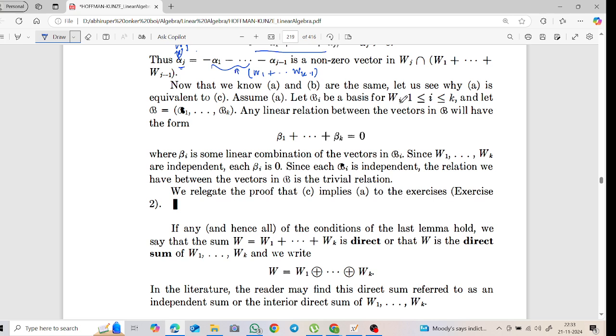Let beta i be a basis of Wi and let beta be equal to beta 1 to beta k. The span is clear, right? Because W is this sum, the bases are correspondingly beta 1 to beta k. So the union of these bases of course spans W. The only thing we check is that these are independent. Take some linear combination of vectors beta I; since W1 to Wk are independent, each part is 0 and so on. Okay.